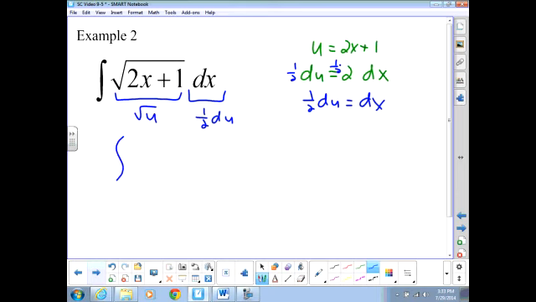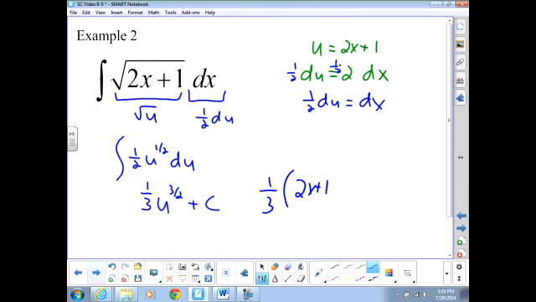So we'll have the integral. We'll put the 1/2 out front. We'll have u to the 1/2, and we'll have du. u to the 1/2 will become u to the 3/2. We'll have to multiply out front by the reciprocal, so by 2/3. When you do 2/3 times 1/2, you'll get 2/6, which is just 1/3. And then we'll have a plus c on the end. Replace your u with what it was originally, and we'll have 1/3 times 2x plus 1 to the 3/2 plus c.